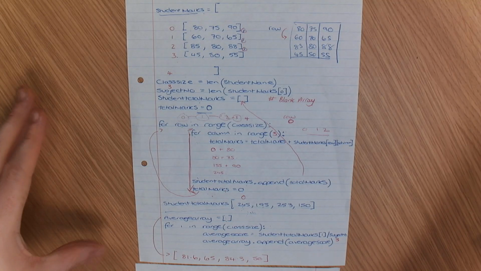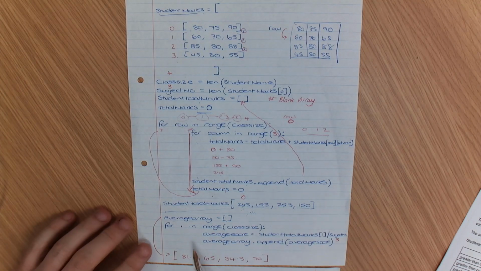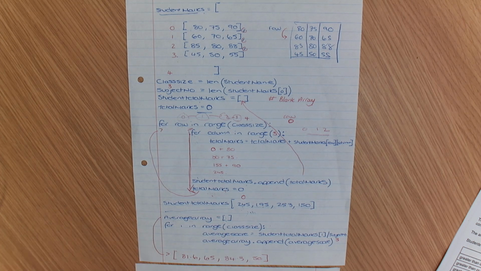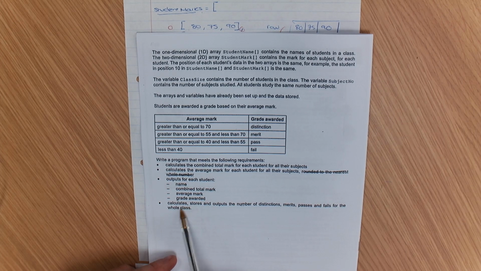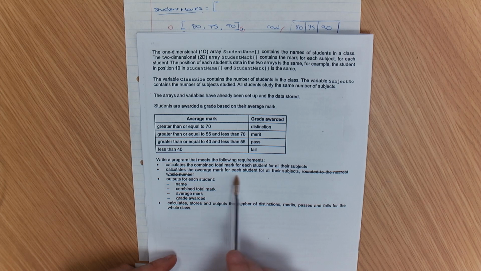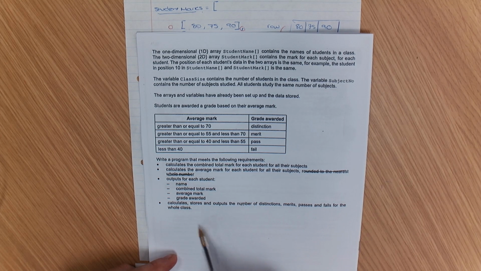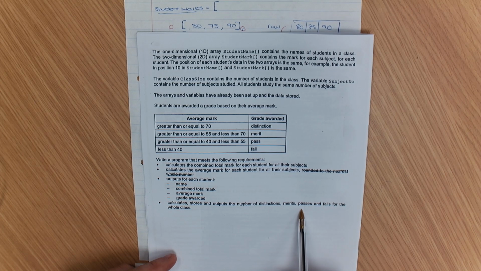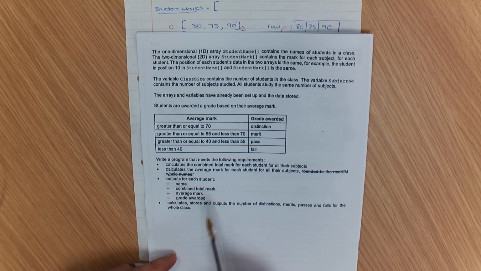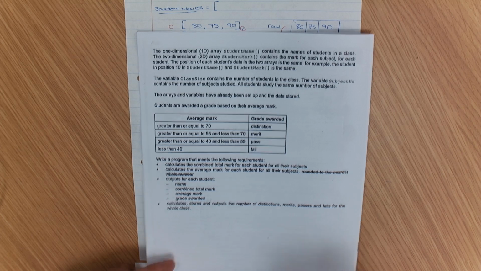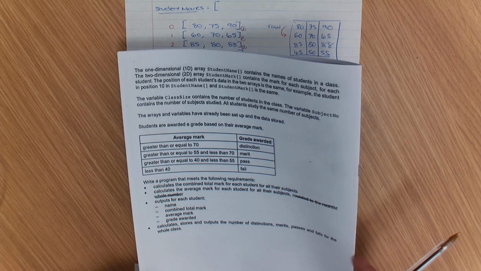Looking at this part of the video, we've worked out what each person's average is and created a brand new list and appended it to the end. But if we look at our exam question here, it wants you to work out the average mark for each student, which we've done, but it also says calculates, stores and outputs the number of distinctions, merits and passes. We also need to be able to look at what grade every student has got. We don't know what grade every student's got yet, so this is why we need to create another list.